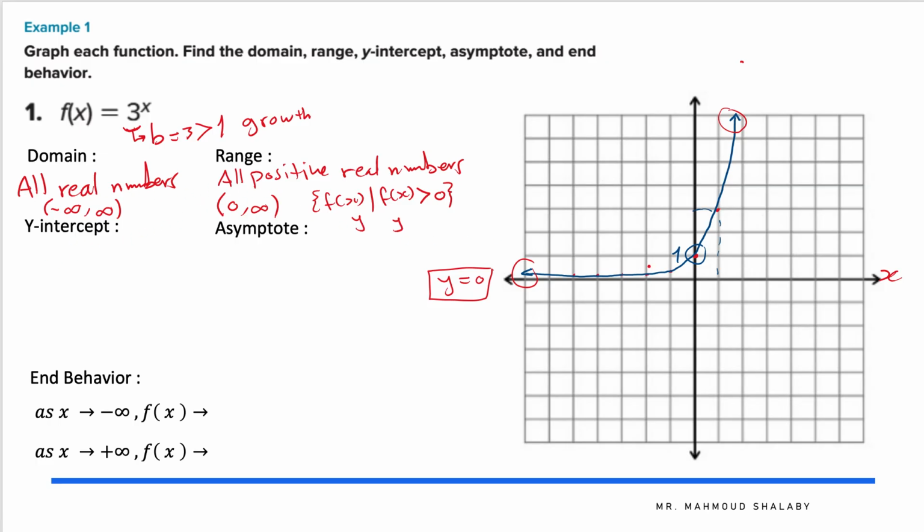What about the y-intercept? As you can see, what is the y-intercept? The y-intercept is the point where the graph crosses the y-axis, so it's very obvious, it's 1. Even without looking at the graph, we know that if it's a non-transformed graph, it must be passing through 1, whatever the value of the base is, if it's either growth or decay. So the y-intercept here is 1.